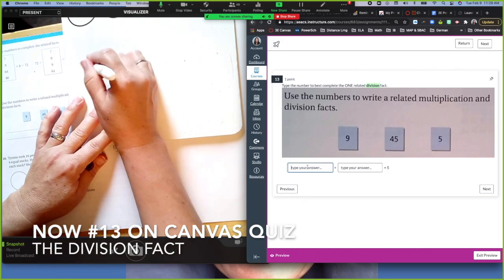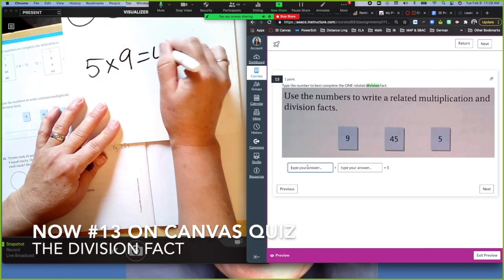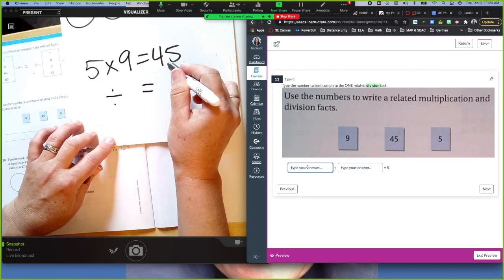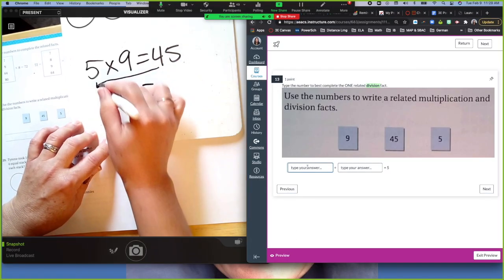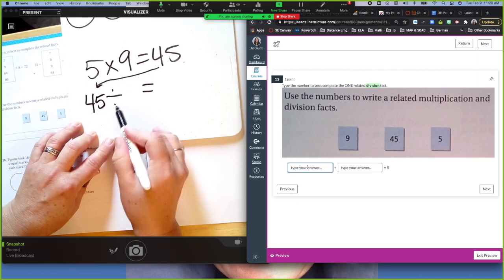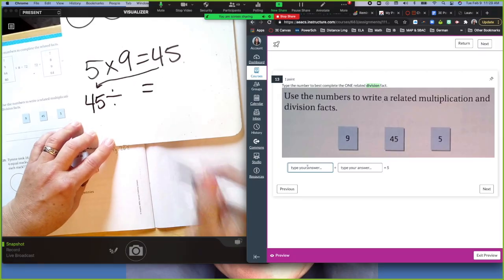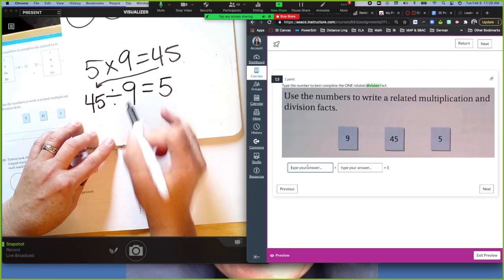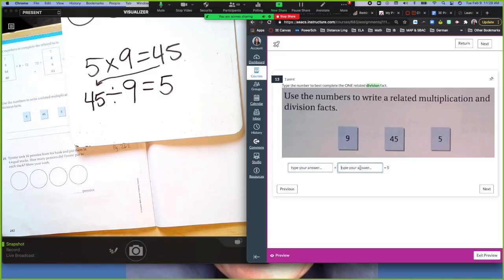If we have 5 times 9 equals 45, to turn it into the related division fact, we're going to move the big number to the front. So now it's 45 divided by something equals something, but they already told us it equals 5. So it has to be 45 divided by 9. And you're just putting those in a different order, but it's division, so we put our biggest number first, our whole number first.